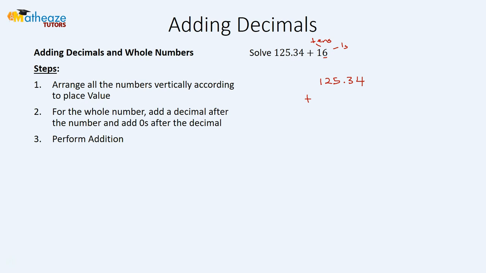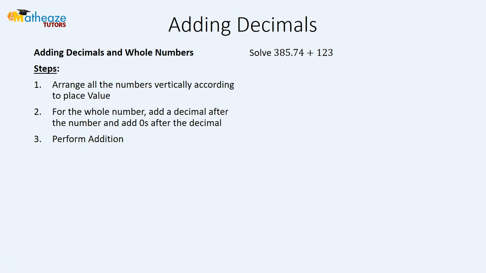So when we look at that, 5 is in the ones place, and then 1 is in the tens place. So just to make it easy, we're going to put a decimal here, and we're just going to put zeros across. Now we can add this together, and then we have 141.34. So that's the result of this.